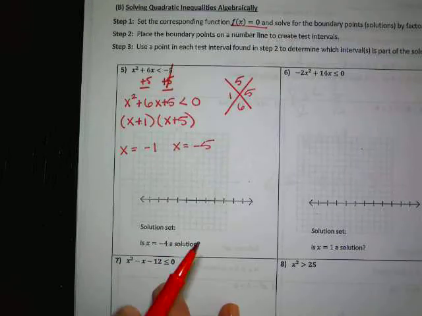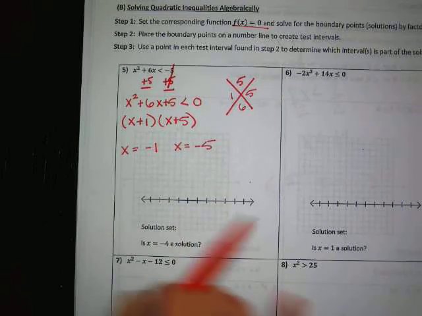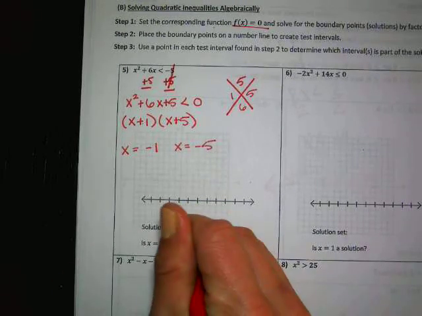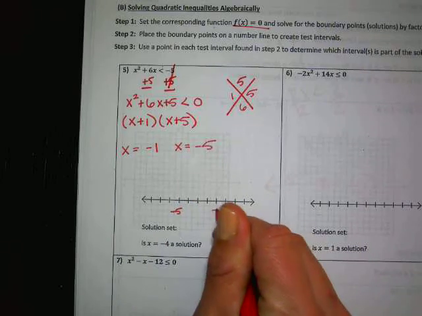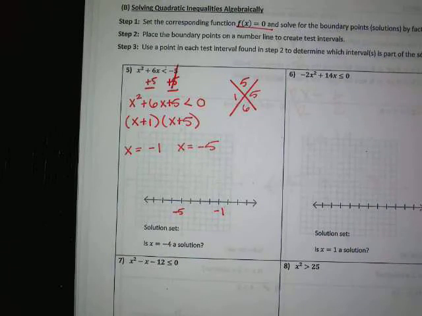I'm going to put them on my number line now. Which number is going to go first? Negative 5, because it's smaller, right? Negative 5, negative 1. I don't care if you fill in the other numbers. I just need my two solutions on there. If you want to fill in the numbers, if that makes you feel better, you can. I don't need them, though.